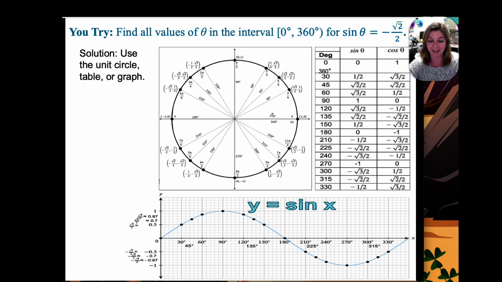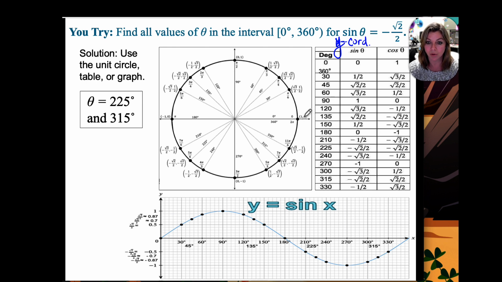All right, welcome back. Let's see what you got for your answers. If you put 225 degrees and 315 degrees, you got it right. If not, let me show you where those come from. Sine, using the unit circle first. We'll be looking at not the x-coordinates, that's for cosine. We're going to look at the y-coordinates on the unit circle.